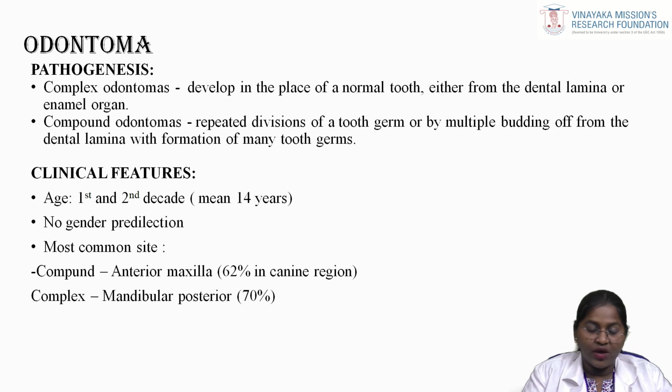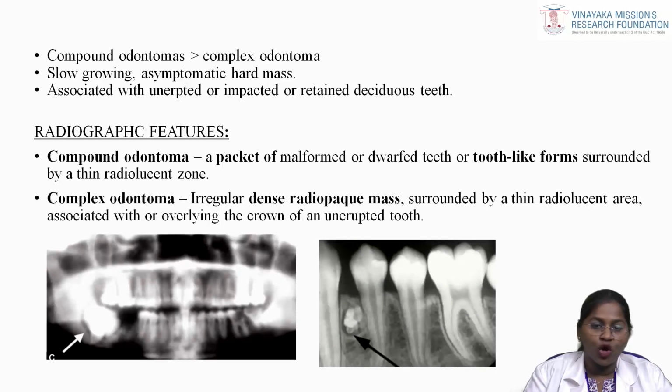Clinical features. Age: first and then second decade of life, and both genders are equally affected. Common site, for compound and then complex: compound is the anterior maxilla and complex is the mandibular posterior. Compound odontomas are always more common than complex odontomas. Both odontomas are slow-growing asymptomatic hard masses and are associated with unerupted or impacted teeth.